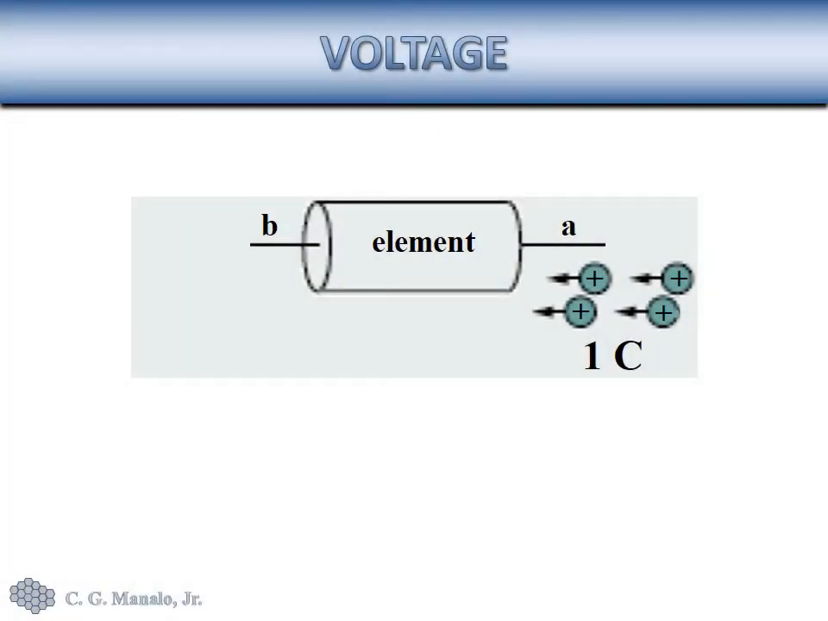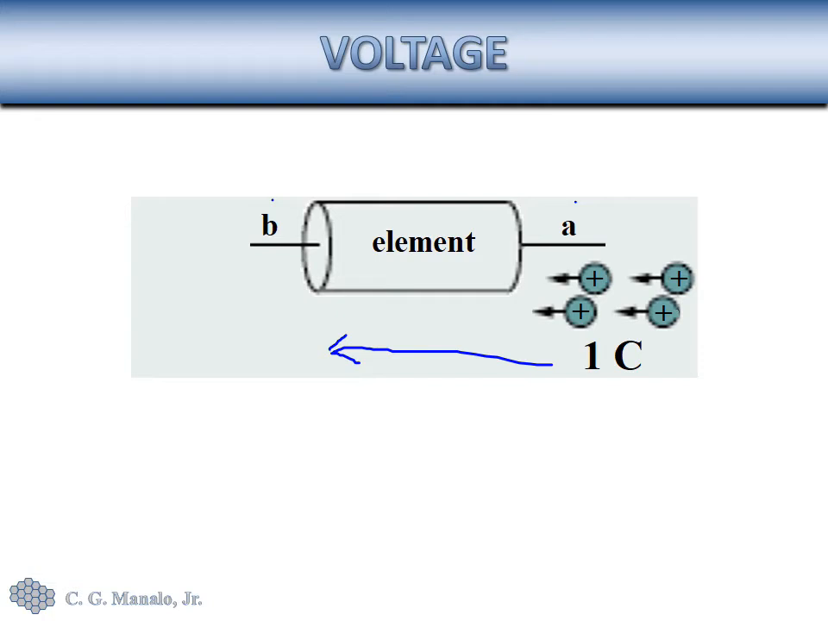Now, let's make a clearer definition of voltage. Let's say we have an element here, and we label the terminals of the element as A and the other one as B. And let's say charges cross. Here in particular we have positive charges entering terminal A, and it tries to cross the element towards terminal B.